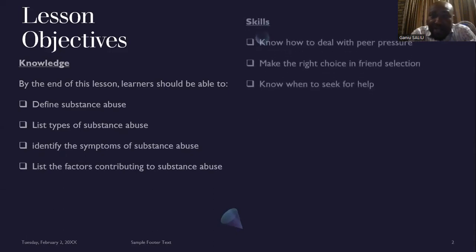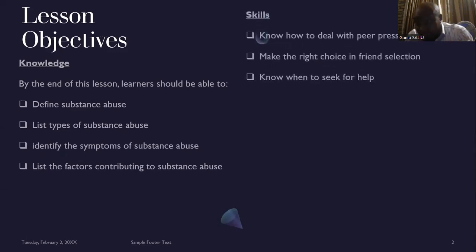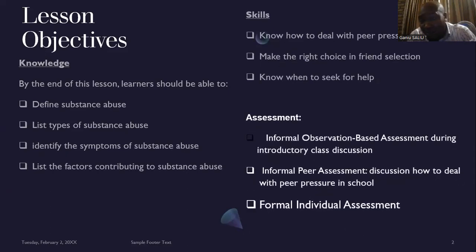And they are, you should know how to deal with peer pressure, because that's one of the reasons why some people are abusing some substances. Try as much as possible to make the right choice in friend selection, and know when to seek help if you're undergoing peer pressure, bullying, or substance abuse.